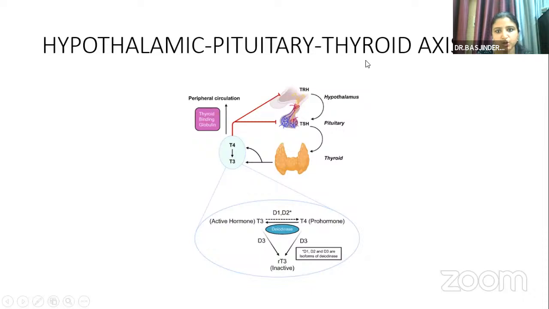Next is the hypothalamus-pituitary-thyroid axis. From the hypothalamus and the pituitary, there is thyrotropin-releasing hormone and thyroid-stimulating hormone, and from the thyroid, T3, T4, and TSH are released. In the peripheral circulation, by the process of deiodination, from T4 the active hormone T3 is formed. Also an inactive form, reverse T3, is formed, which can be raised in many conditions, which we will take into consideration.